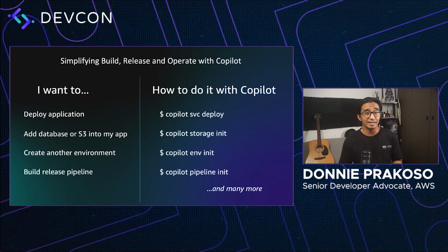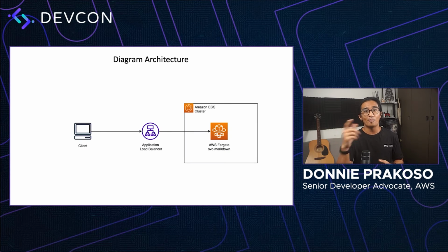And lastly, I can also define the release pipeline with Copilot. This way, I can deploy the application that I've built and configured with Copilot into staging and production automatically. I love this. This is exactly what I need. So let's see AWS Copilot in action.